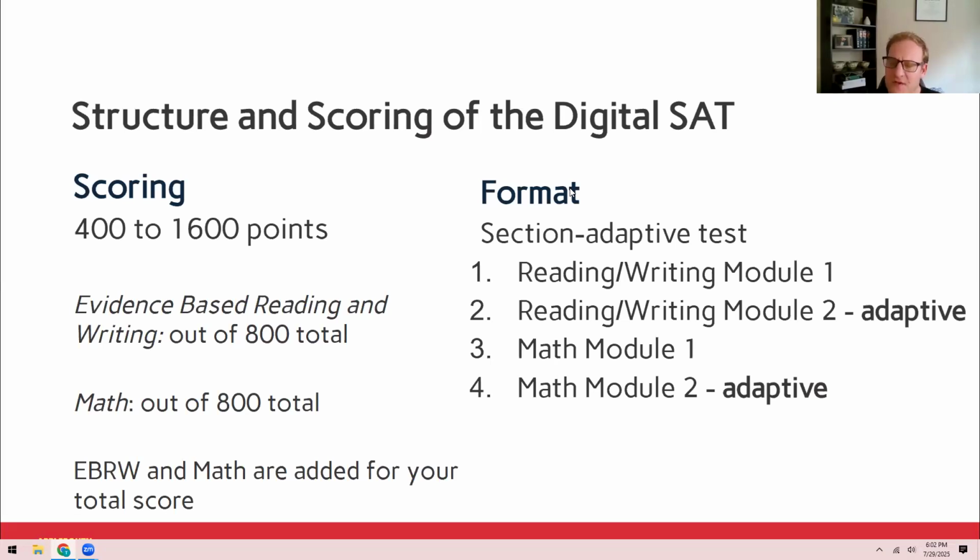And then the third section, after about a 10-minute break, is a math module. Depending on how you do, you'll then get to an upper level or lower level module 2. We always want to be in upper level. We want it to be more difficult because your score floor is higher, as well as your ceiling. 400 is the lowest you can score just for showing up. 1600 is a perfect SAT score, very rare. And it's because verbal is out of 800 as well as math. They're added together, and then you have your total score.